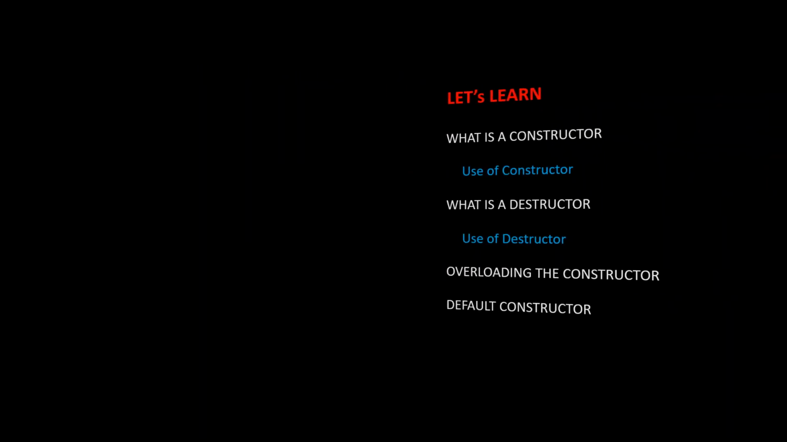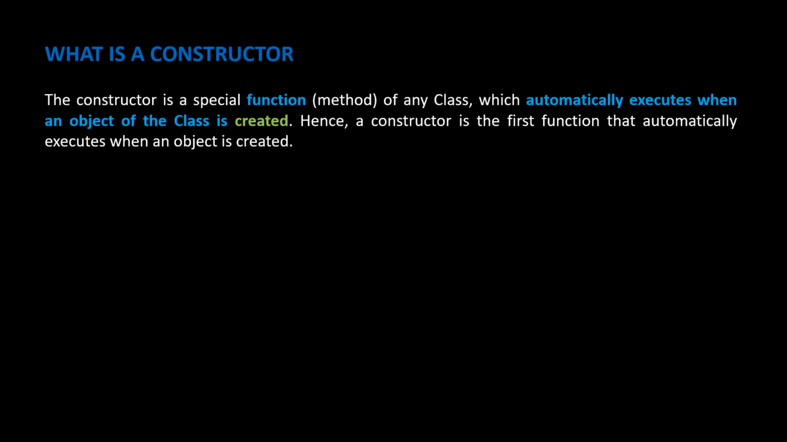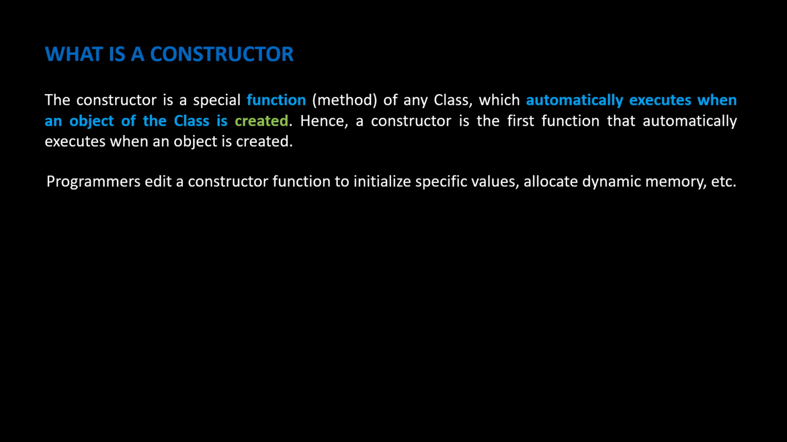What is a constructor? The constructor is a special function, or method, of any class, which automatically executes when an object of the class is created. Hence, a constructor is the first function that automatically executes when an object is created. Programmers edit a constructor function to initialize specific values, allocate dynamic memory, etc.